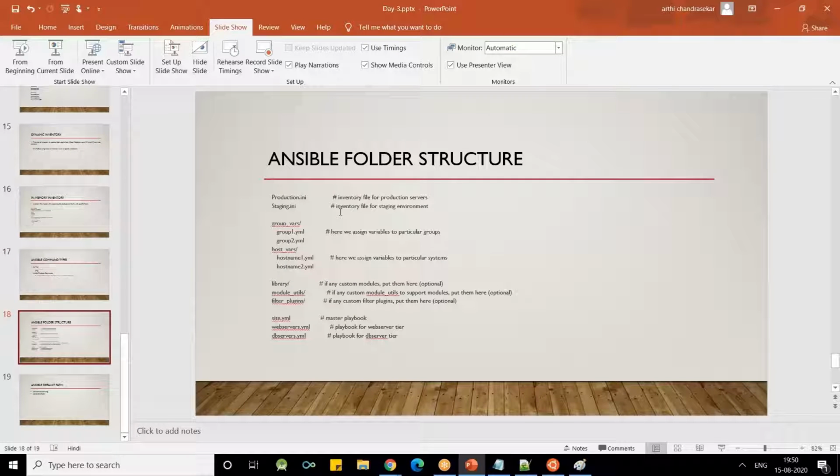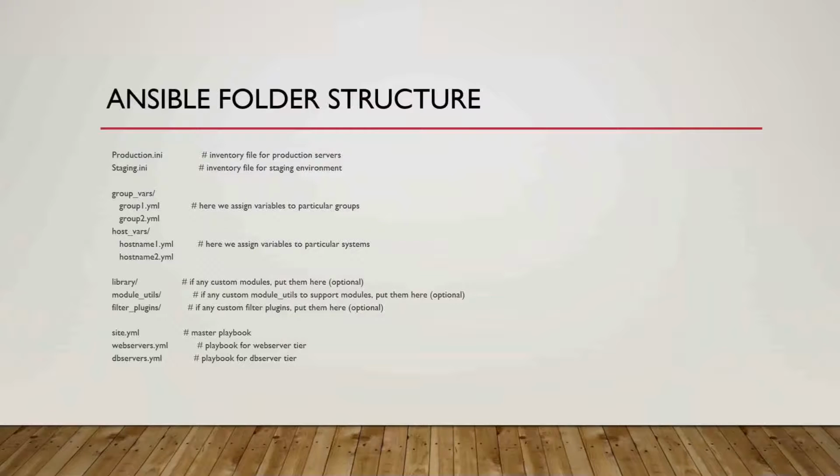So this is the Ansible folder structure. The INI would be the inventory file, and we have something called group_vars and host_vars. Whenever you create an Ansible folder and want to specify something particular, you need to follow this folder structure. The reason is that paths such as group_vars are predefined in the Ansible code.